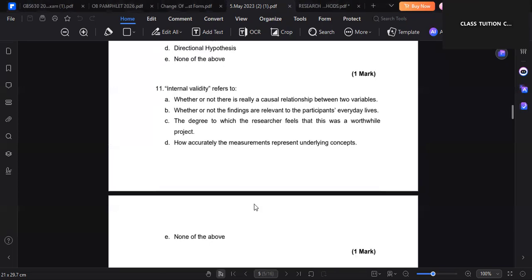All right? Then internal validity refers to whether there is really a causal relationship between variables, whether the findings are relevant to participants in our everyday lives, the degree to which the researcher feels this is a worthwhile project, and how accurately measurements represent the underlying concept, none of the above. So question number 11 is A, whether there is really a causal relationship between the two variables. So it checks if the independent variable truly causes the effect on the dependent variable.